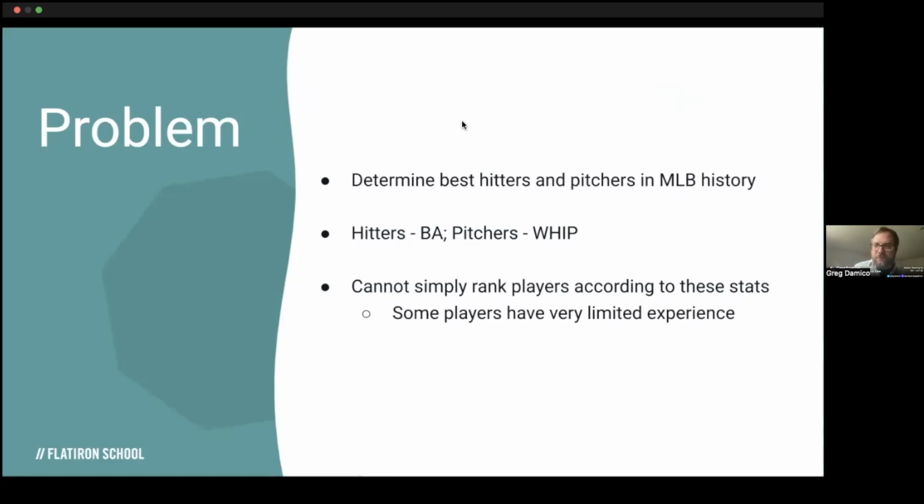Oh, I see. Gabriel is already suggesting a solution here: establish a minimum number of plate appearances. Yeah, so that would be one way to do it, right? One way to do it would be to say, well, we're just going to throw out everybody who doesn't have enough experience in the major leagues. But what I want to do is something a little bit different. And this is where Bayes comes into the picture, Bayesian reasoning.